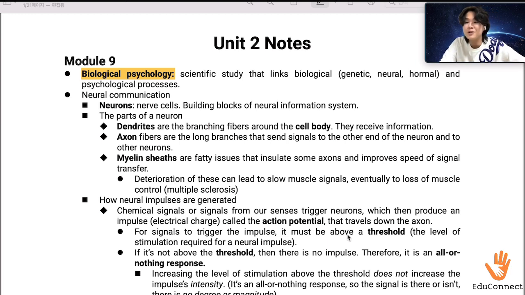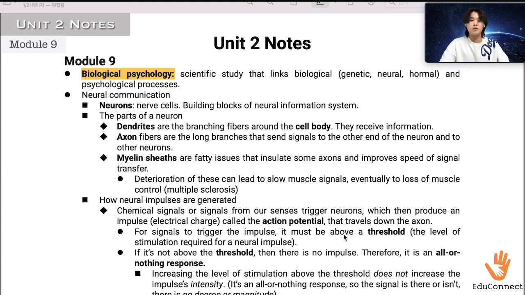So pay attention, everyone, because this is going to be really hard, and the MCQ and the FRQ sections are going to ask you a lot from this unit. And if you're ready, I'm ready. Let's get started. So Unit 2 is going to start with Module 9.